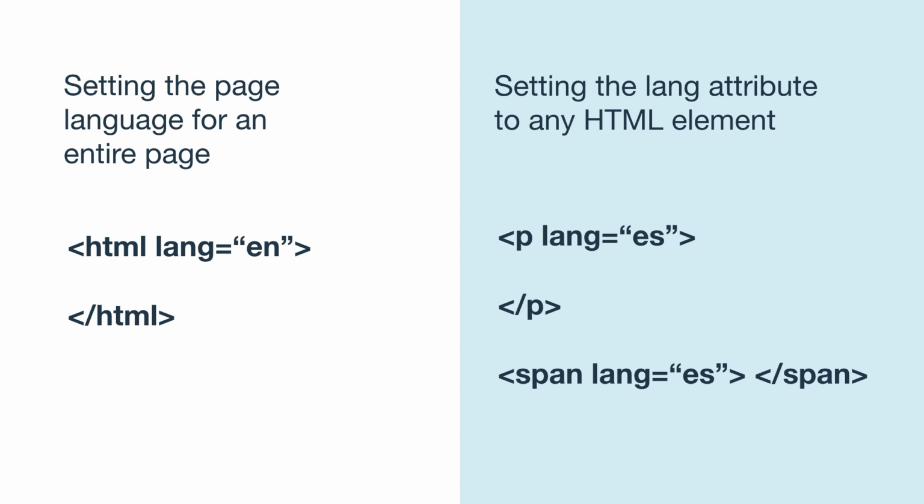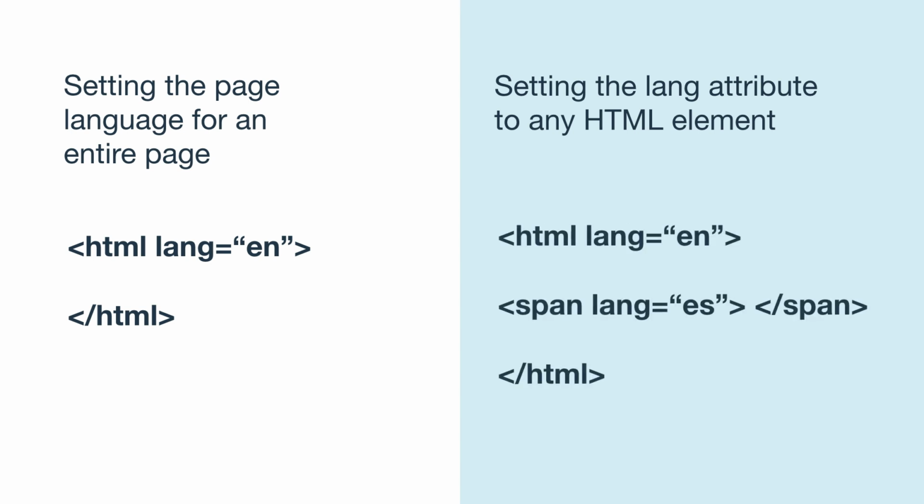For example, let's say there's a page in English, but there is some text in Spanish. The code might look like this: the span element with the lang attribute set to es for Spanish wrapped around the text in Spanish. So, we use the lang attribute and language subtags to declare the page's primary language. We also use them to define language changes in the content.